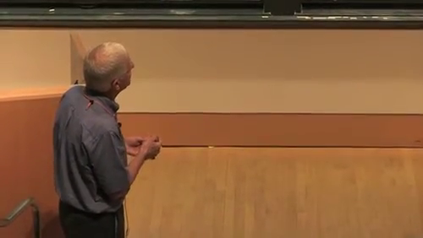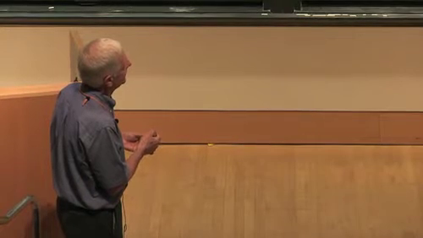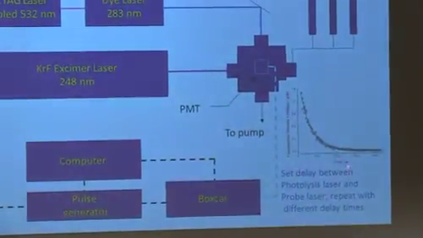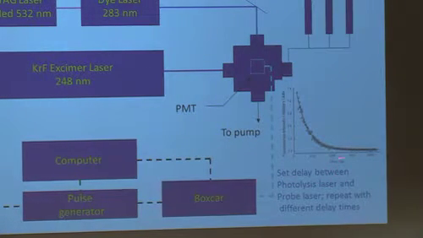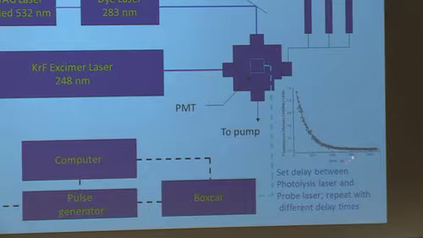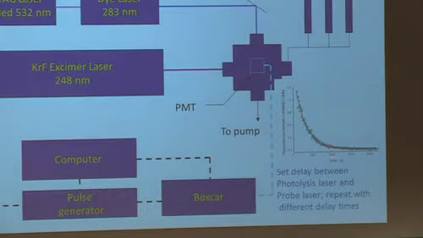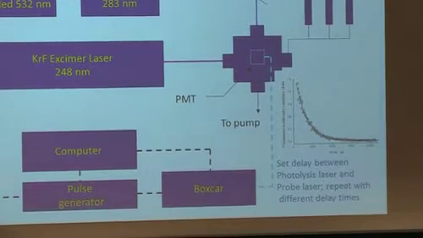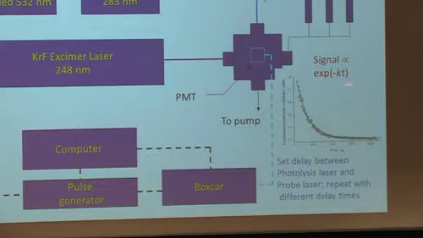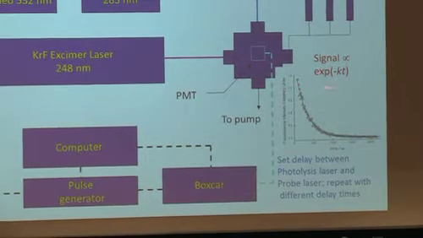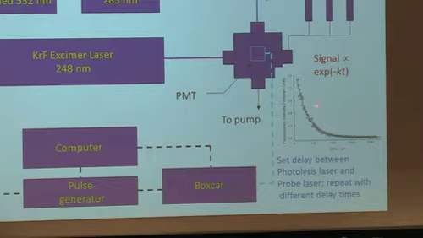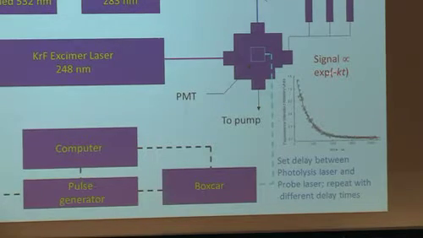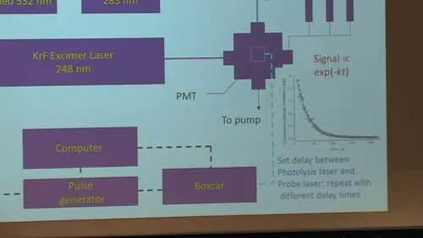So we repeat this at different delay times, and so we generate a decay that looks something like this. So this is a decay of the OH fluorescence as a function of time, and you can see that it's decaying on a time scale of the order of 1 millisecond, 1,000 microseconds. The signal is proportional to e to the minus kt. So OH is decaying away exponentially. Now, why is that? Let's explain what's going on there.